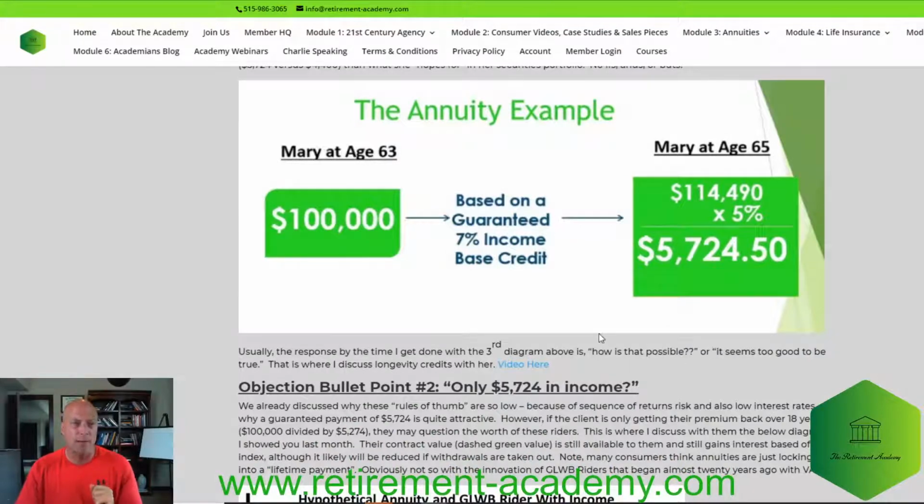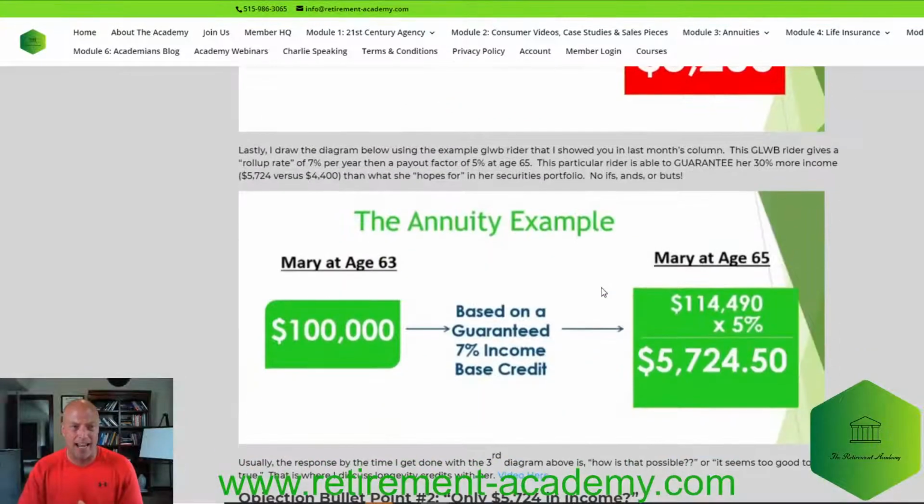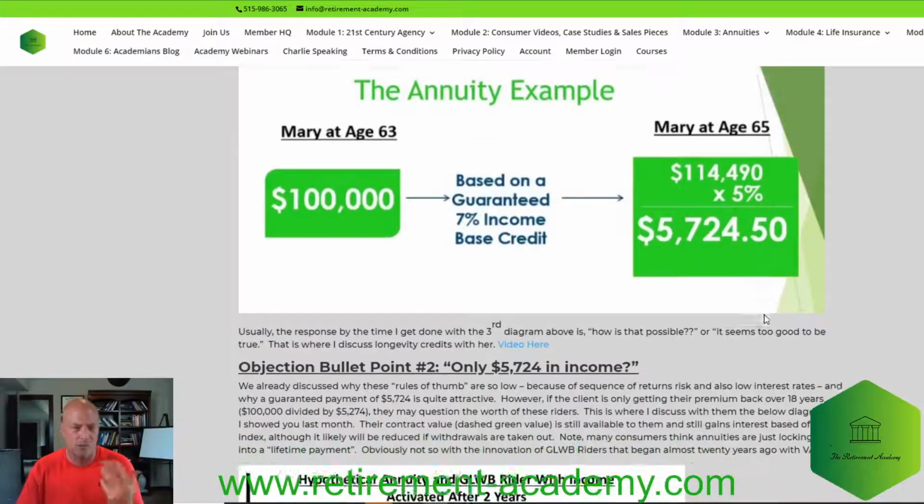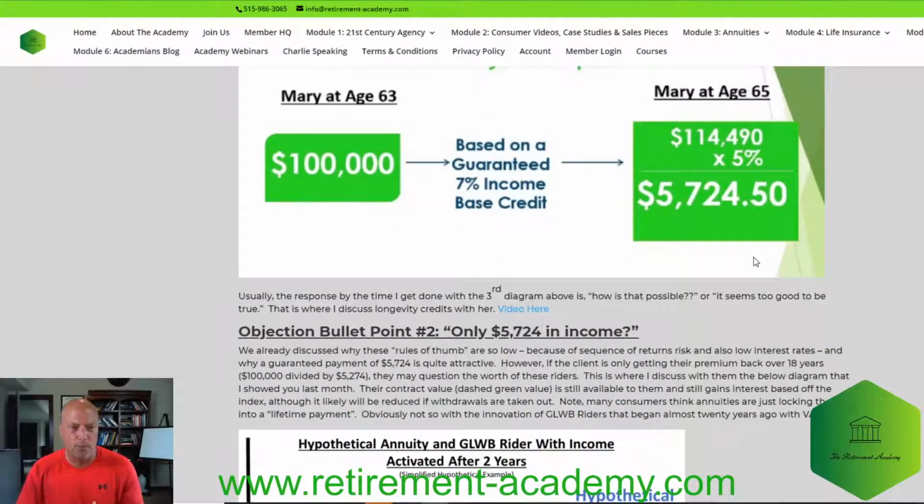If you've done your job correctly in drawing out these napkin diagrams, the academians actually have this actual flip book available to them. If you've done a good job, what you're going to get is, how is this possible? As I put down here, how is this possible? Seems too good to be true. Well, there's a video in here as well as in how I explain that.